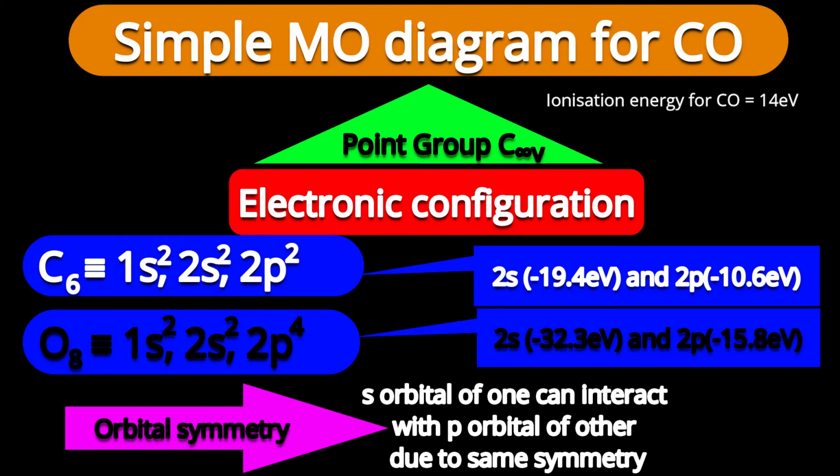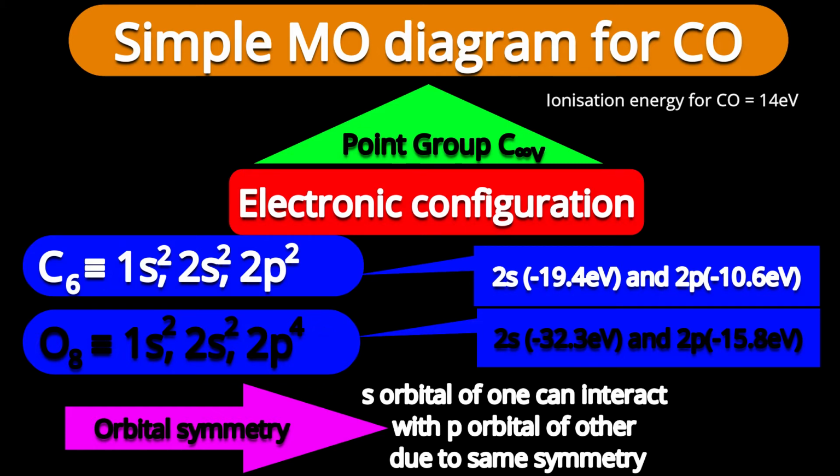Now the point of interest, 4 orbitals, s and p from each category. So the lowest s orbital, that is the 2s orbital of oxygen, and its energy is minus 32.3 electron volt. Now I want to combine it with the p orbital of the other, that is the p orbital of carbon. And the p orbital of carbon is of energy minus 10.6 electron volt.